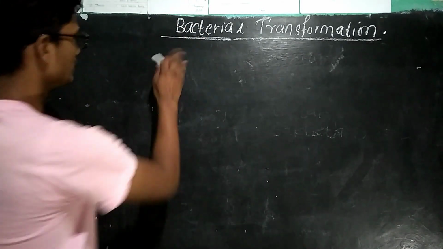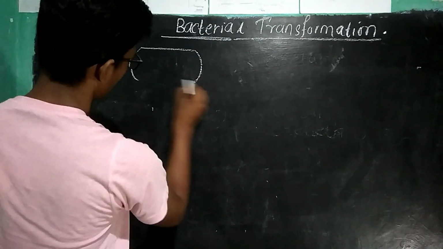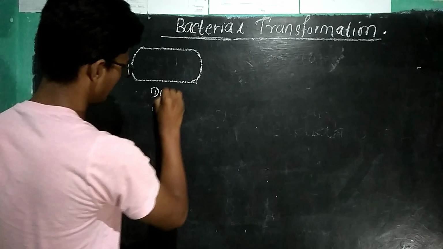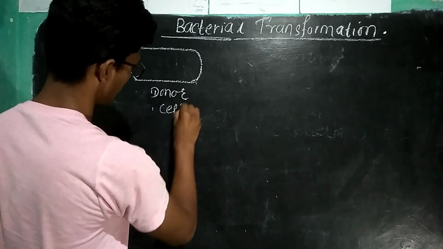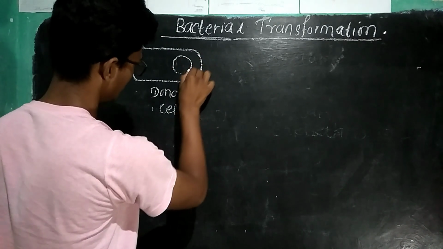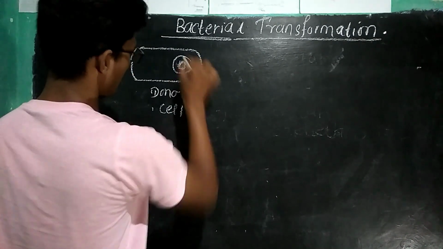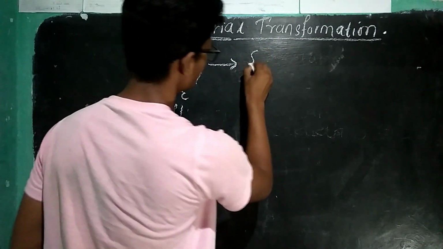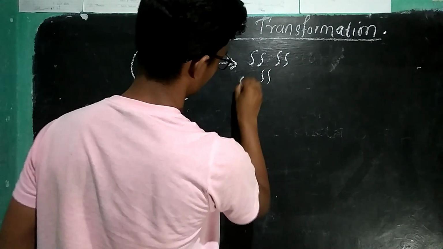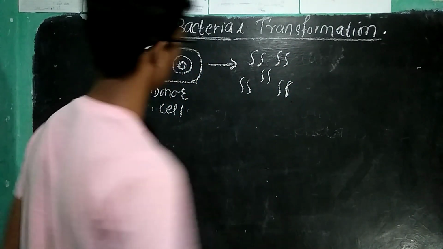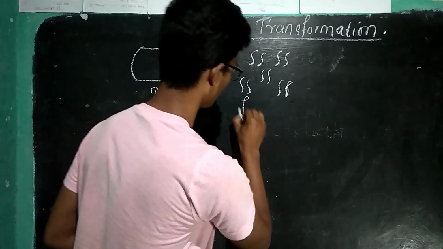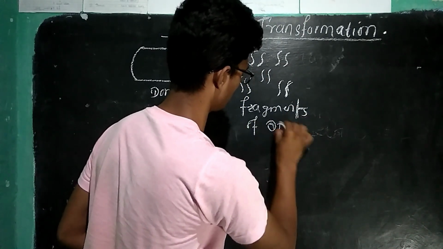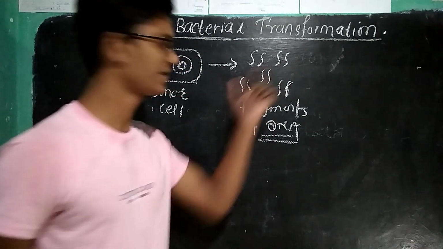Suppose this is one of the bacterial cells, which is the donor bacterial cell, containing its own DNA. From this donor DNA we obtain fragments of DNA molecules. These are the fragments of DNA. Now, how are these fragments of DNA obtained?